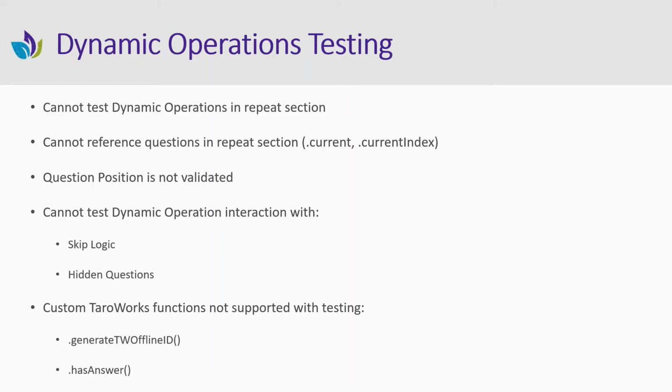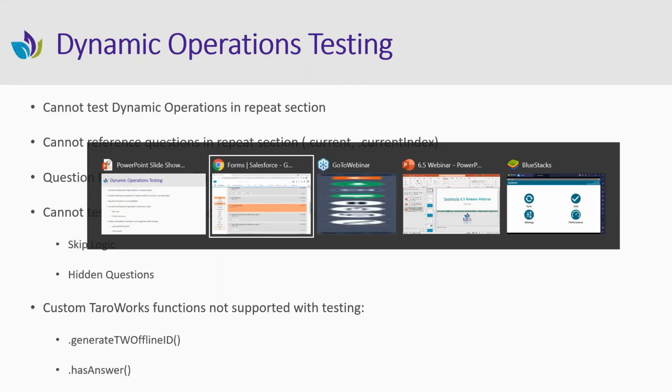Another thing to look out for is that the question position is not validated with this tool. For example, with dynamic operations calculations, if you are referencing a question in your dynamic operation, that question needs to be previous to the question that you're writing your dynamic operation on. So either that question needs to be in a previous section, or it can be in the same section, but the questions are not on the same page. But with this tool, that position is not validated.